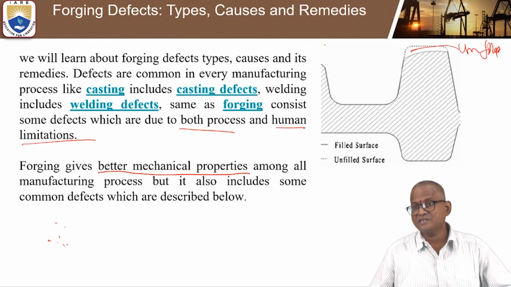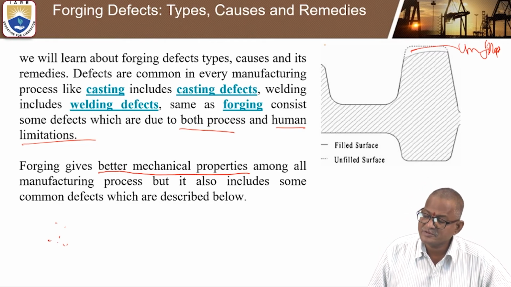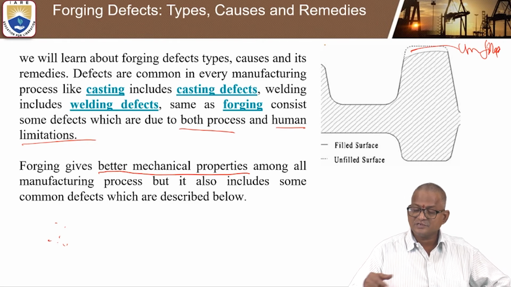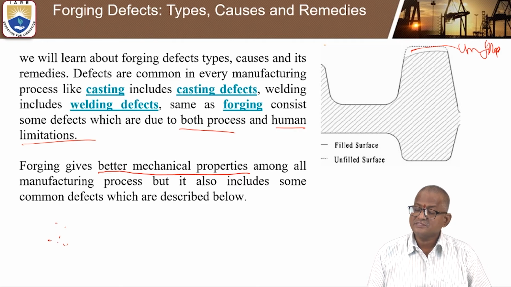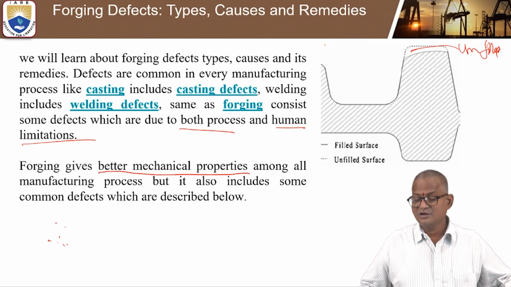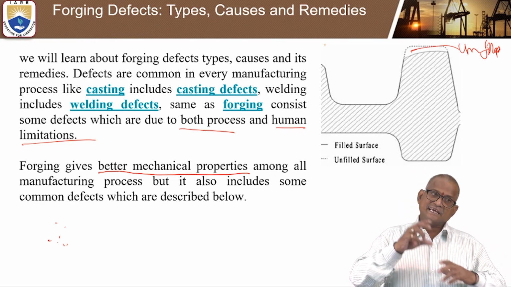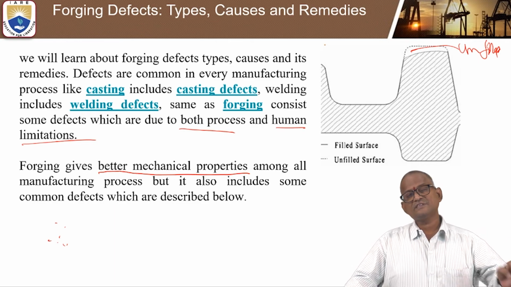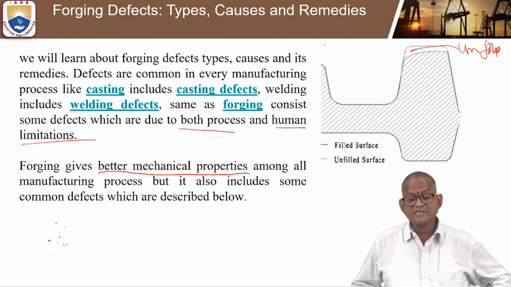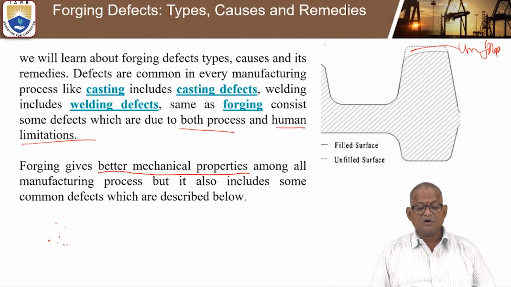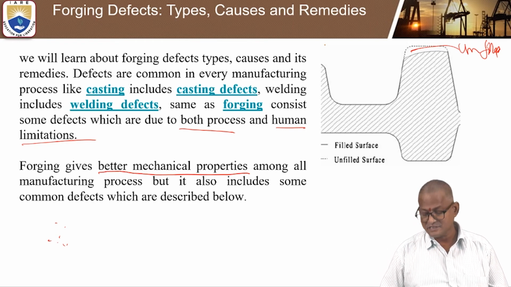In this diagram you have already seen that at the topmost there will be some gap, which is called an unfilled gap. Here the horizontal lines structure will change into an unfilled surface or a filled surface. In the filled surface, extra material comes out, so the heating cost may increase. Forging gives better mechanical properties among all the manufacturing processes, but it also includes some common defects.